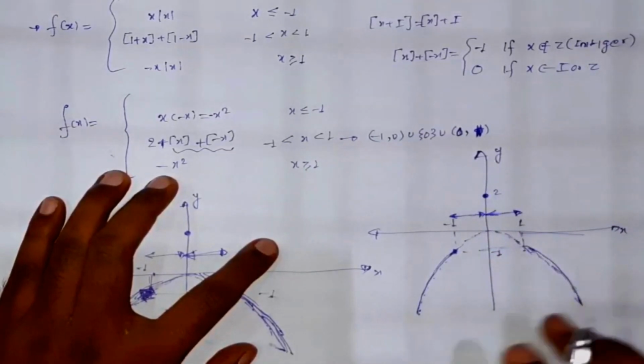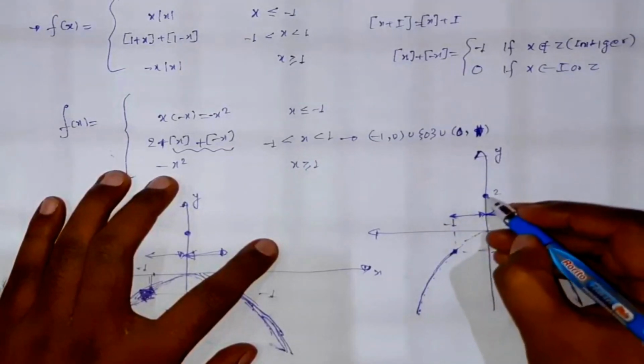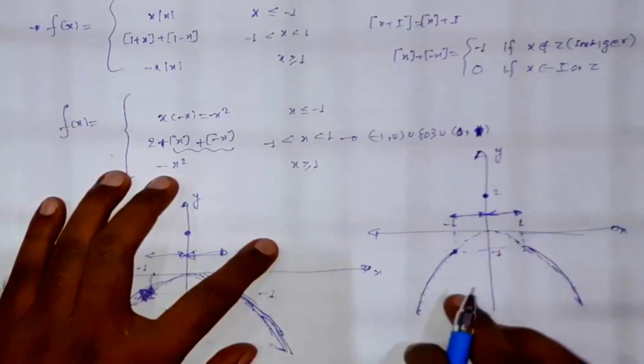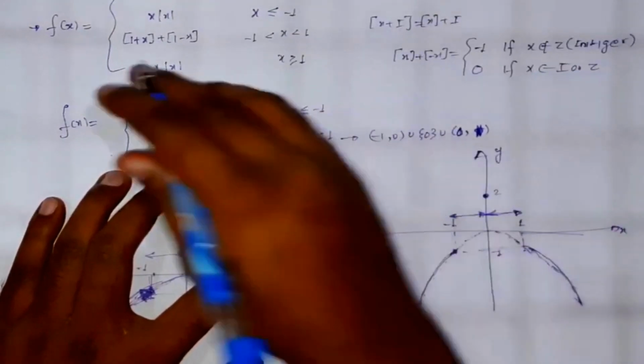So we can say this is a symmetric function. This point is also on the graph, okay. This is a symmetric function, so we can say this function is an even function.